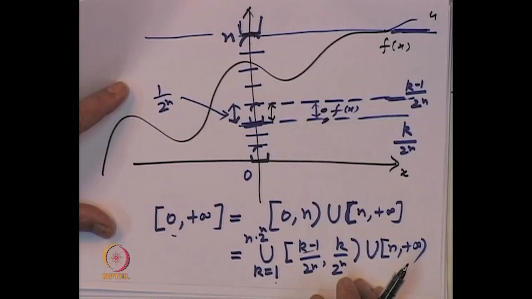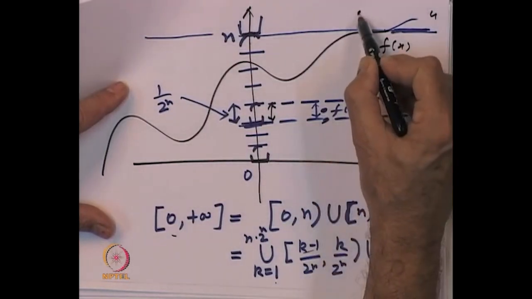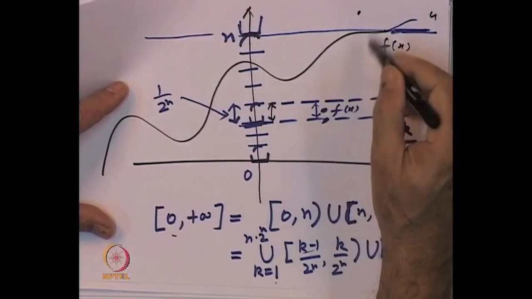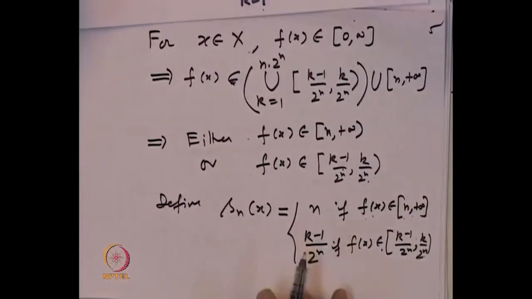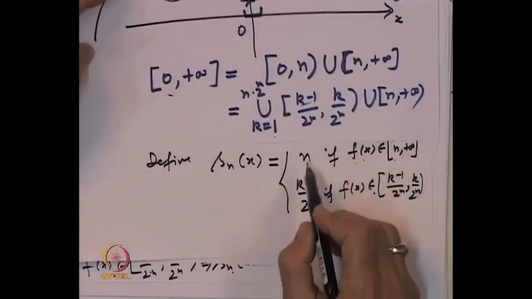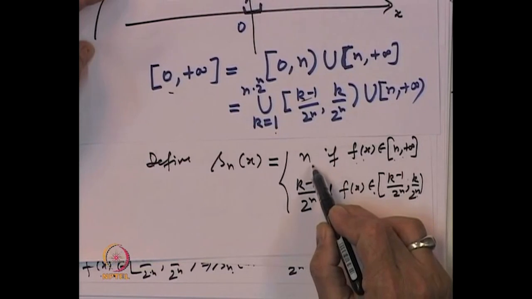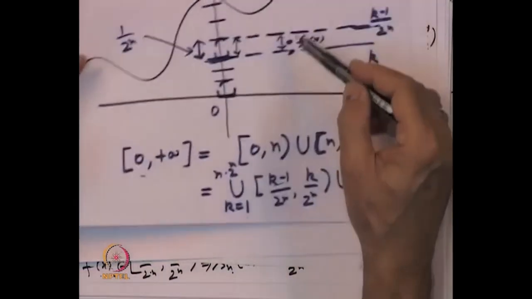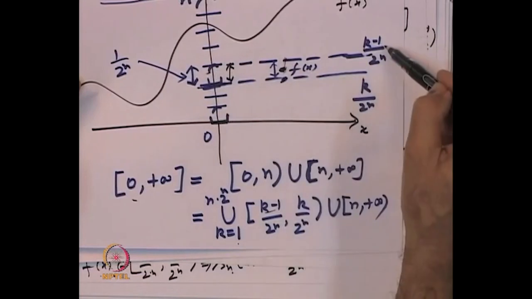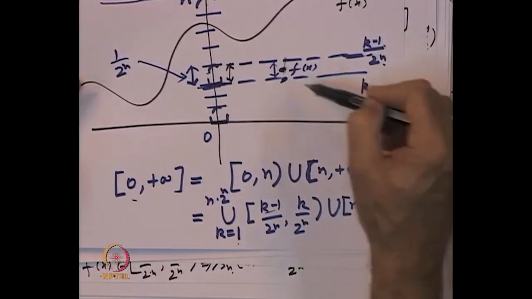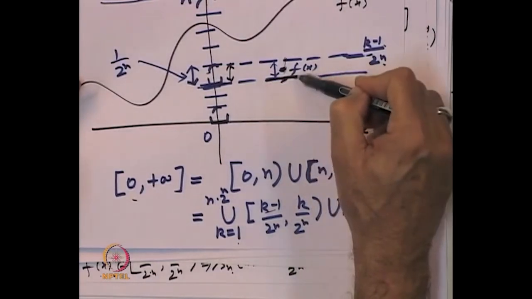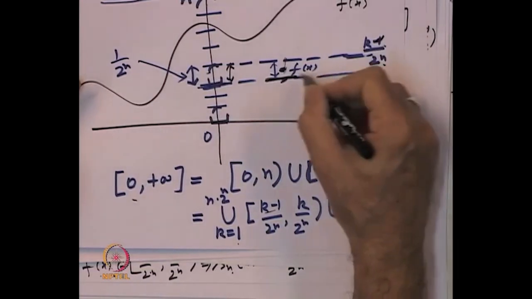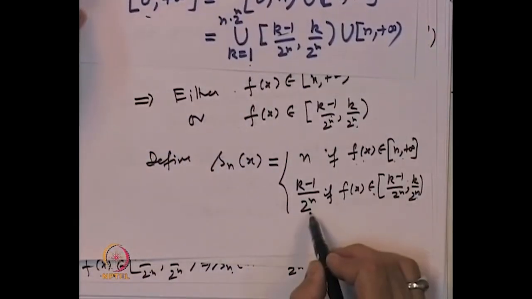Now, given a point x, given an n, f of x will either be beyond n or it will be between 0 and n. If it is beyond, then we define Sn of x to be equal to n. If it is not, then it will be in the interval 0 to n, so it will fall into one of the sub intervals, in some k minus 1 by 2 to the power n to k by 2 to the power n. We define the lower value of that interval, k minus 1 over 2 to the power n, to be the value of the function Sn x.